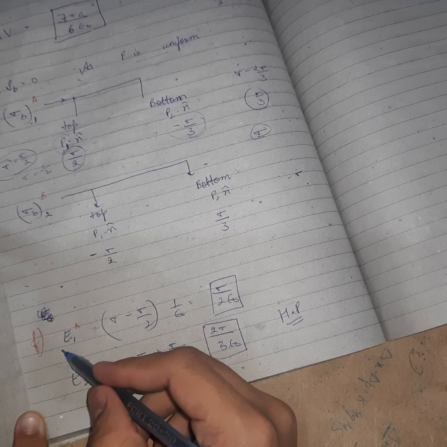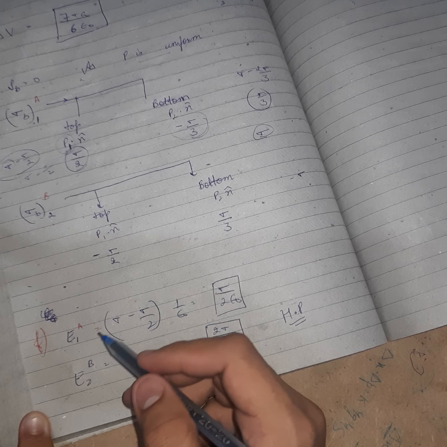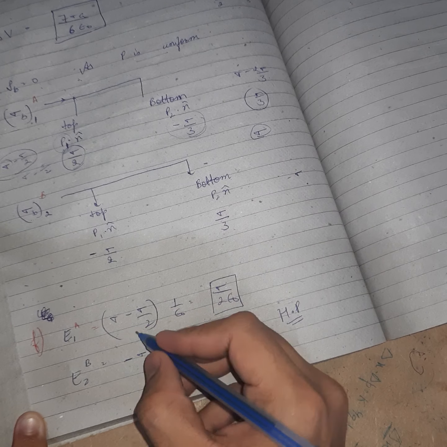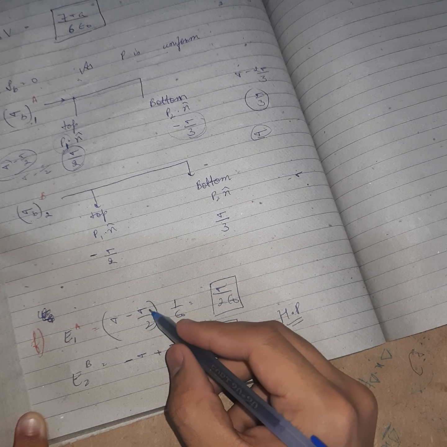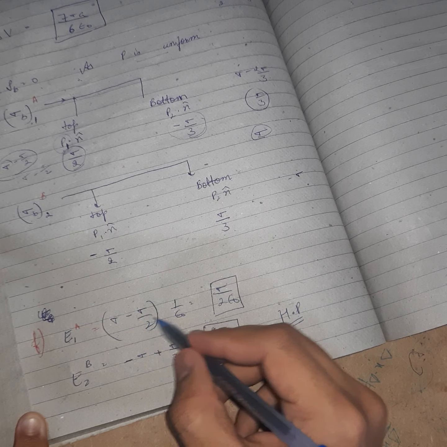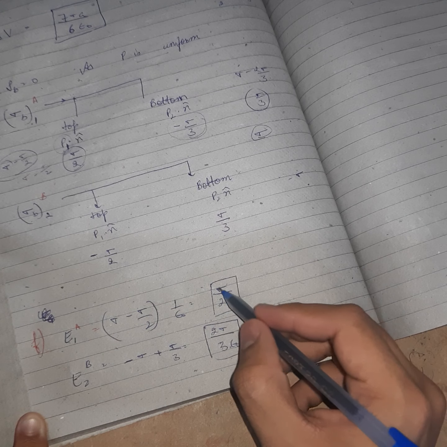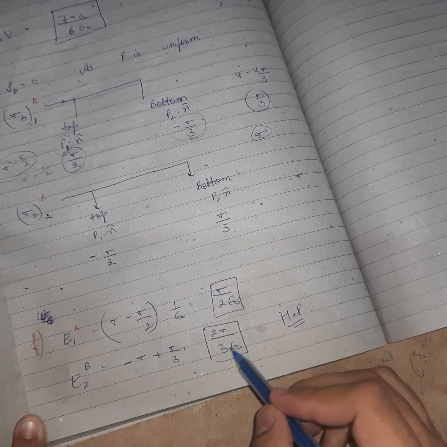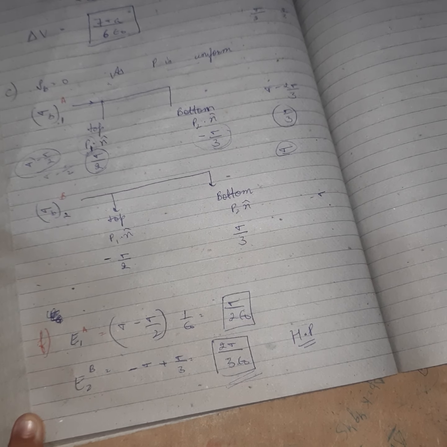Now for the electric field we need to recalculate them. The electric field is the total surface charge density upon epsilon naught. So the total surface charge density is sigma upon 2, and the field is sigma upon 2 epsilon naught. Similarly for the second, also 2 sigma upon 3 epsilon naught. So this is how we calculated all the parts for this question.